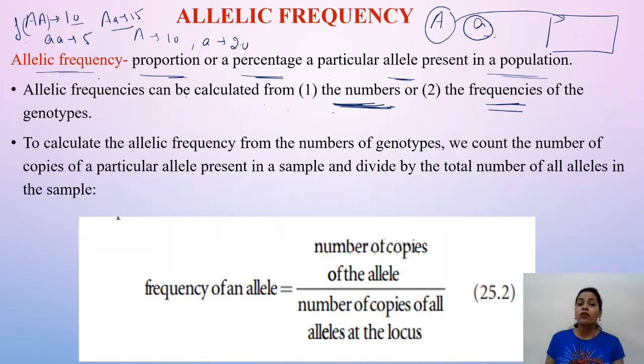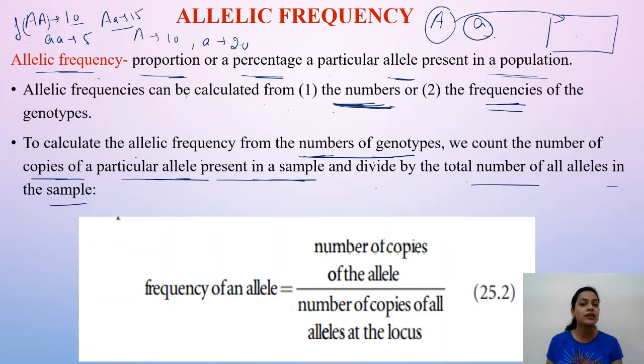So for calculating the allelic frequency, first we will try to calculate it from the number of genotypes. If the number of genotypes is given, then we can count the number of copies of a particular allele present in a sample and divide by the total number of alleles in the sample. Remember, here we don't have to calculate the number of individuals, we have to calculate the copies of the allele.